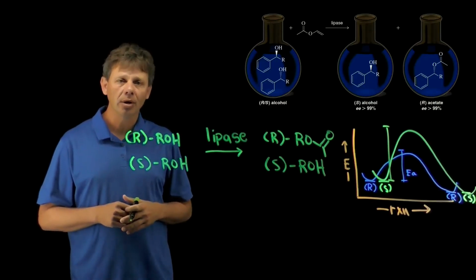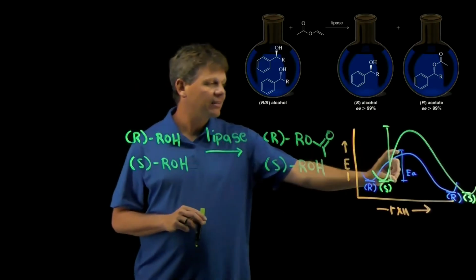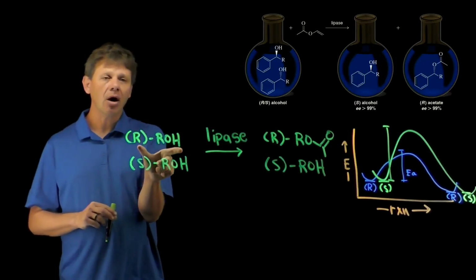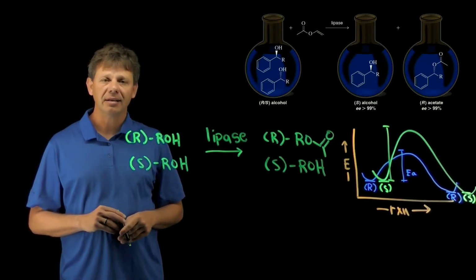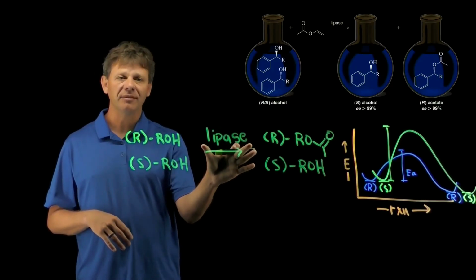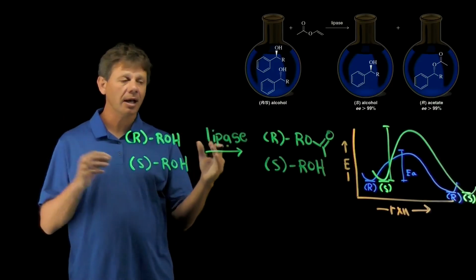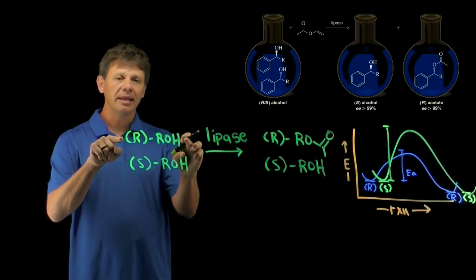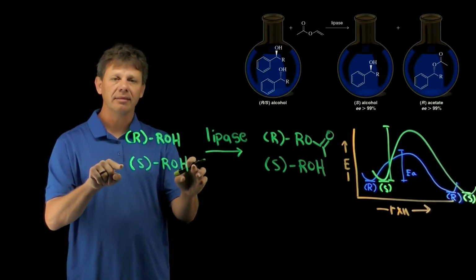And so our reaction coordinate diagram shows that the activation energy for the R must be lower than the activation energy for the S. Why might that be? Once again, that comes back to the fact that the lipase, the enzyme, is chiral. It's a chiral environment that interacts differently with the enantiomers.